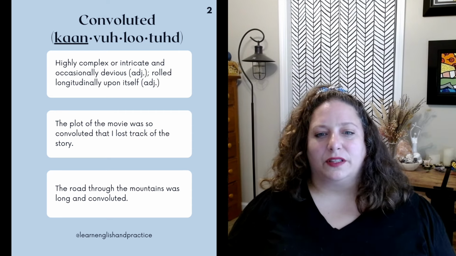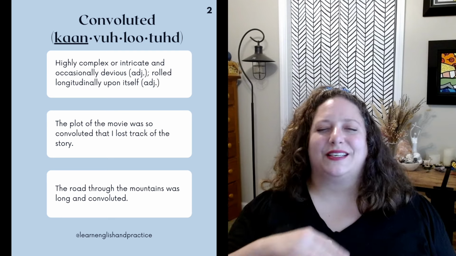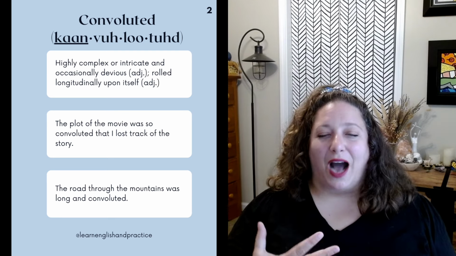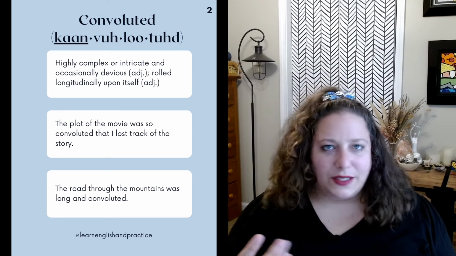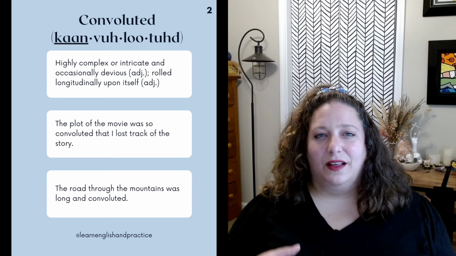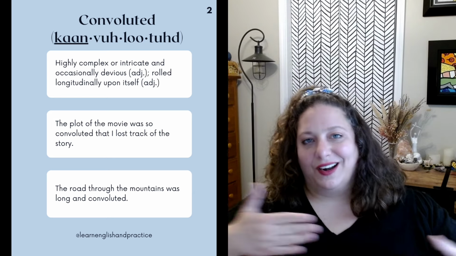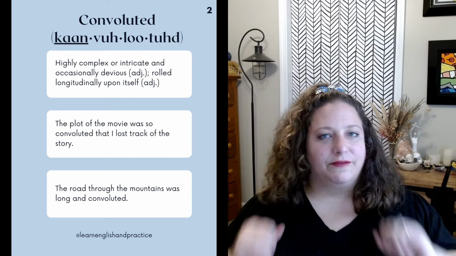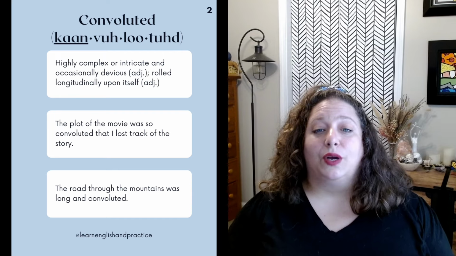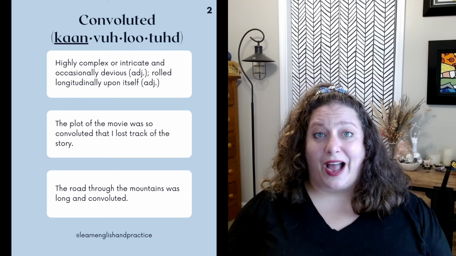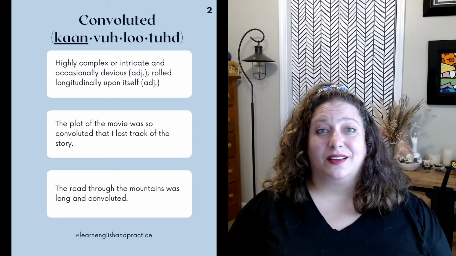A movie I found convoluted was the movie Inception. It takes extreme focus to understand what's going on, but if you're not extremely focused, then it's very easy to lose track of what's going on and it becomes convoluted. This concept of a dream within a dream and figuring out where people are in terms of realities and plots, very confusing, convoluted. Examples are: the plot of the movie was so convoluted that I lost track of the story. The road through the mountains was long and convoluted.